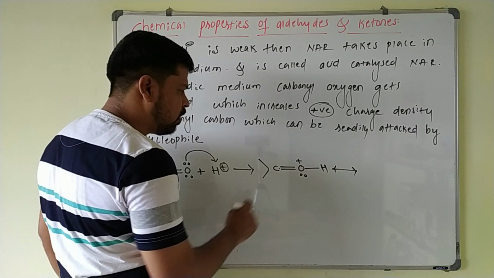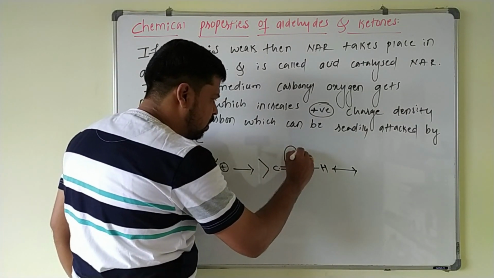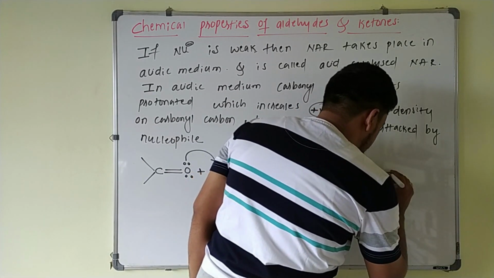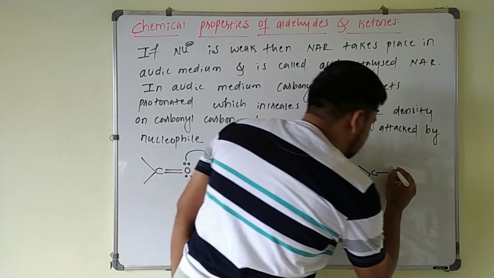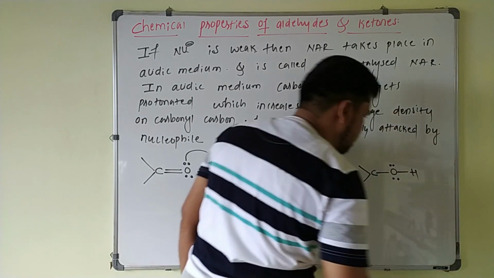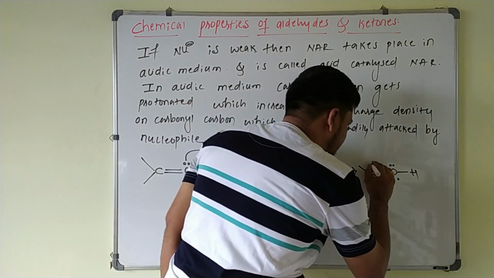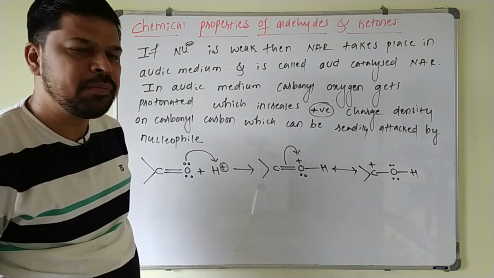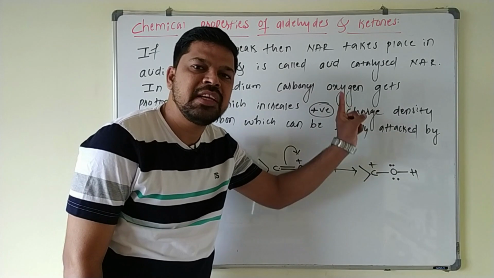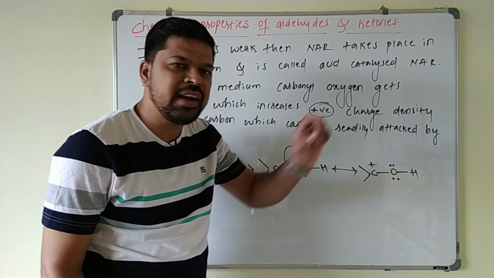This can also be written like this. These pi electrons are given towards the oxygen here. So you can write it as carbon, a single bond to oxygen, on the oxygen two lone pairs of electrons, and this hydrogen connected as it is, then this carbon atom gets a complete positive charge. You can observe here that the positive charge density on the carbonyl carbon is increased. Now it can be easily attacked by the nucleophile.